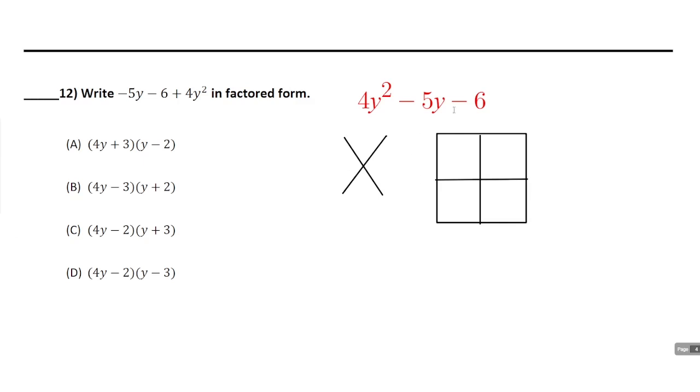All right, so we need two numbers that multiply to give me negative 24, which is 4 times negative 6, and add up to negative 5, and that's going to give me the two numbers that go in these diagonal boxes. The first box is just going to be the 4y squared. It's going to be that first term.